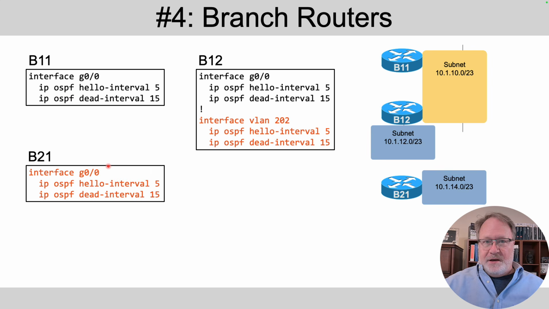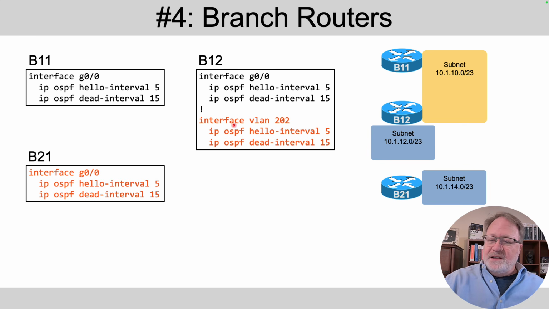Next up, the branch routers. So B11 and B12, they need to have matching timers. So B11 and B12, they both happen to use their physical gig 00 interfaces to connect to this LAN. So they've got these same settings, 5 and 15 seconds, respectively. Now, B12 also has a VLAN 202 interface because of these embedded switch ports that we're using. So that's how to configure those. And then on B21, it's also using its physical gigabit 00 interface for this particular LAN. There's the changing of those settings.